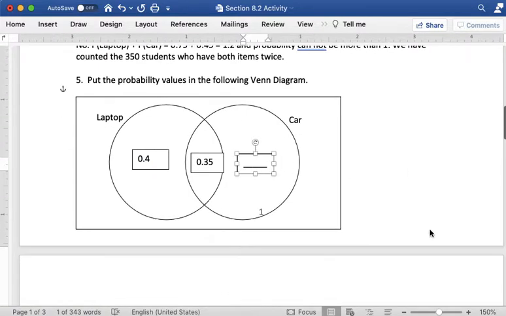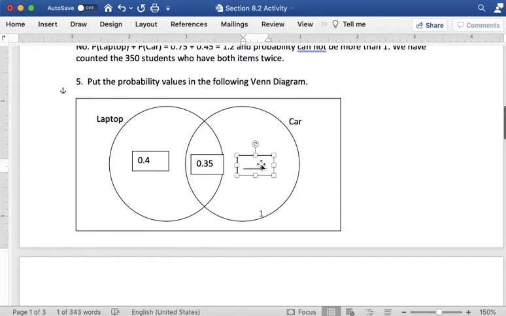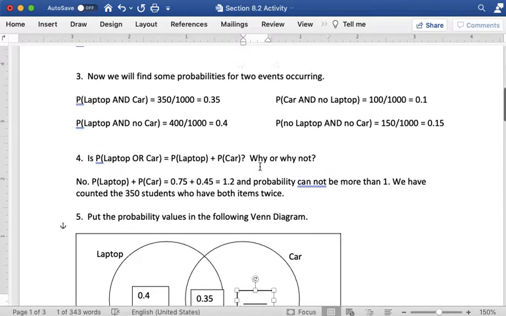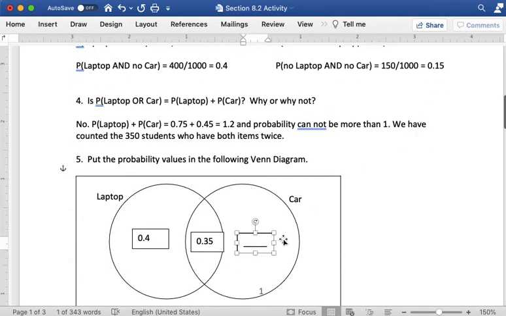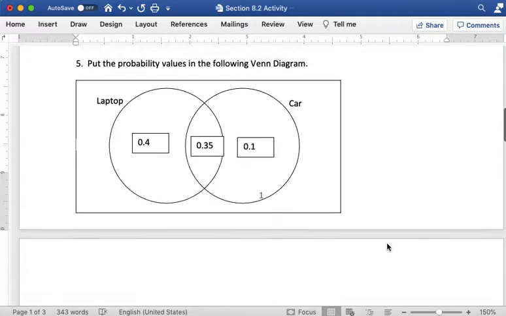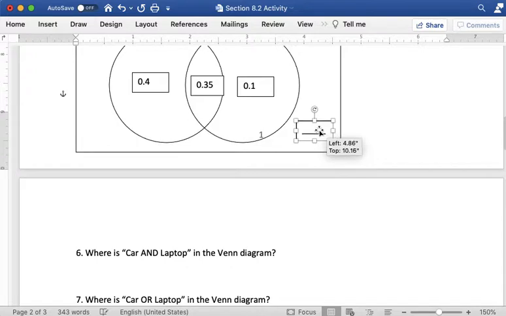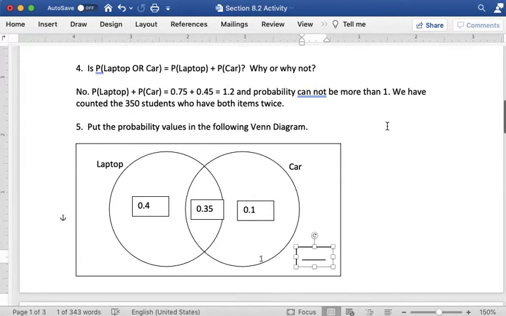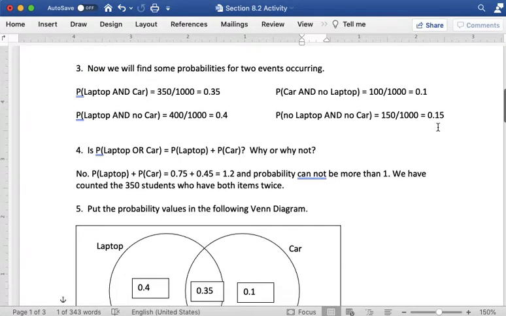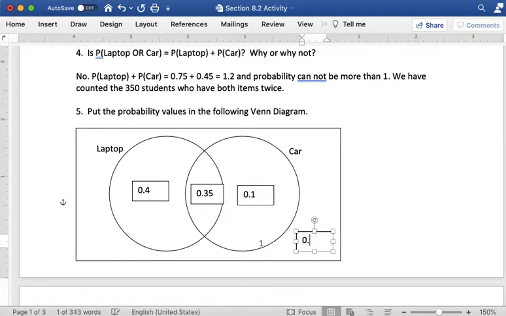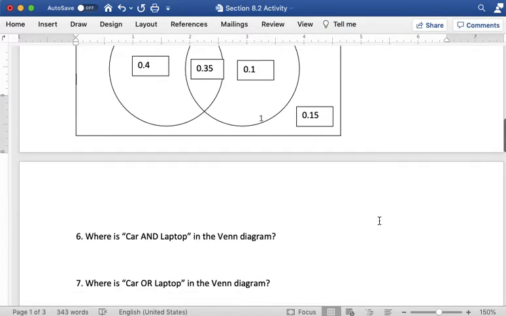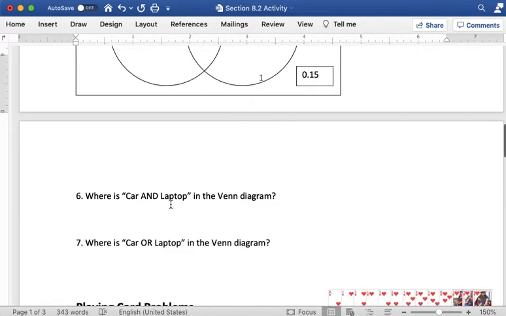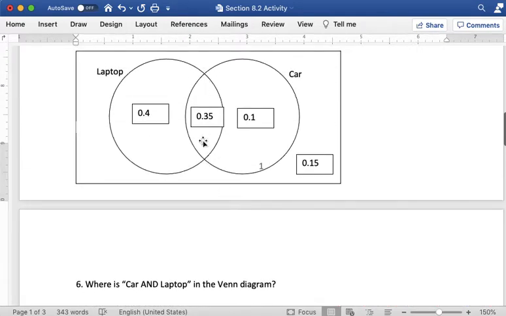And then this box is going to be a car but no laptop. So they're in the car circle but not the laptop circle. Car, no laptop is going to be 0.1. And then this box is going to be no car and no laptop. Not in the car circle, not in the laptop circle, and so that's going to be 0.15 or 15%. And so where is car and laptop in the Venn diagram? It's the overlap area. So it's this little part in the middle where the two circles overlap.